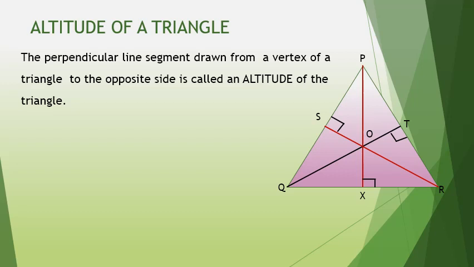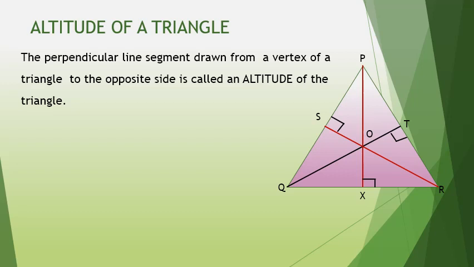So the altitude may or may not divide the side into equal parts. It is not compulsory. X will be the midpoint of QR. Similarly, T may or may not be the midpoint of PR, and S may or may not be the midpoint of side PQ. So observe the figure. Here PX is the perpendicular line drawn from the opposite vertex to the side QR.